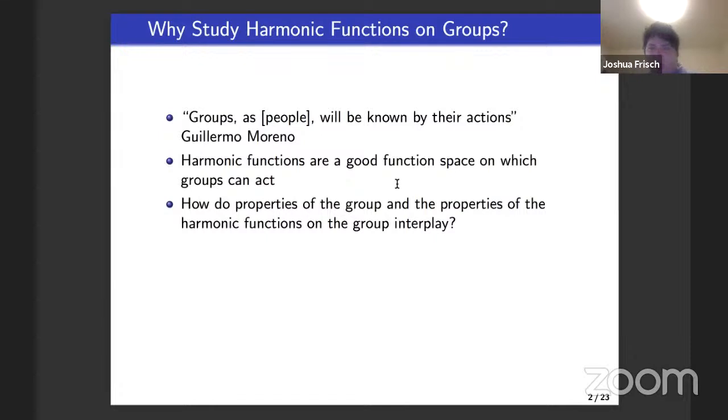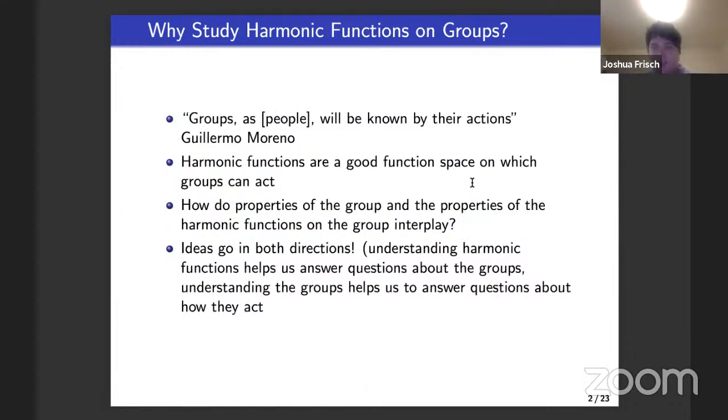The general philosophy we're going to be playing with is: how do properties of the group and properties of the harmonic functions on that group interplay? How can you take what's going on one side and move it to the other side? And there are things in both directions. In the next slide, I'll cover a bunch of fascinating applications of harmonic function techniques to pure group theory. Unfortunately, I'll then proceed to ignore them for the rest of the lecture because they're beyond the scope. But I do want to be clear, this is not just an idle pursuit. Again, the ideas really do go in both directions here.